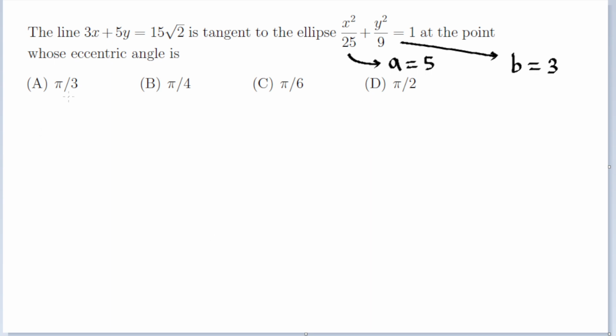Also, we know that the parametric equations of the ellipse are x equal to a cos theta, so here it will be 5 cos theta, and y equal to b sin theta, that will be 3 sin theta. So we keep this ready, right?